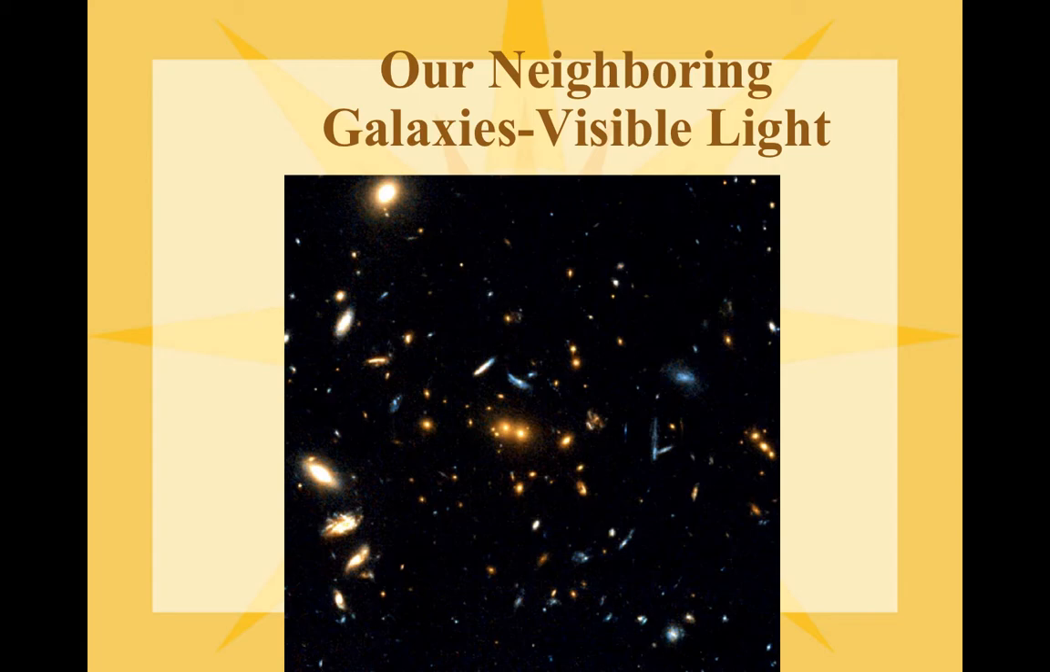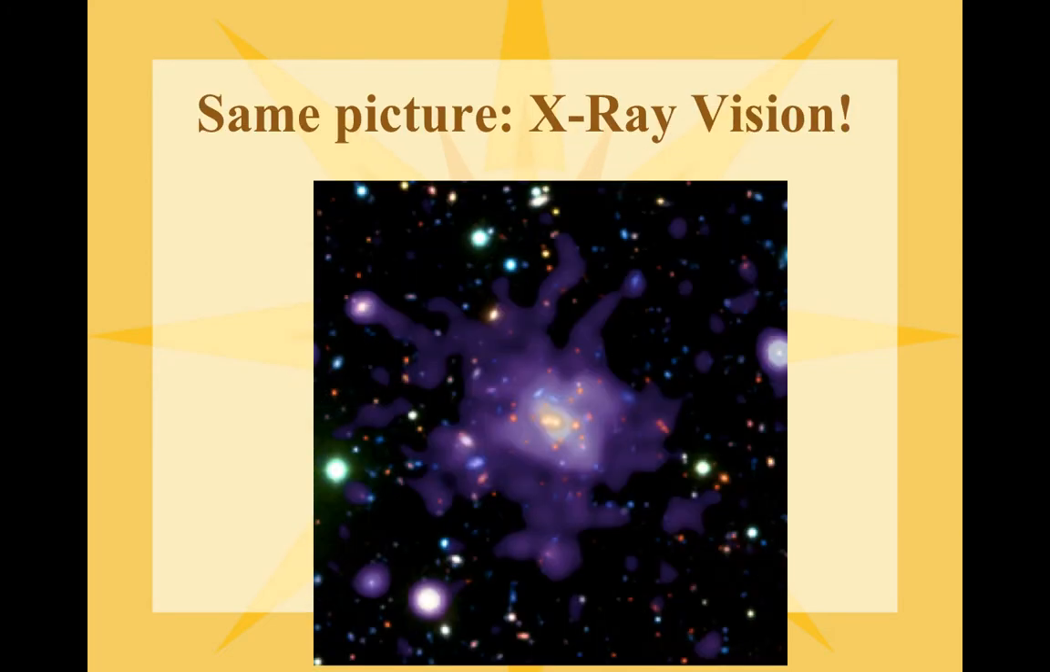Now, I've already told you that we have lots of other kinds of information that comes in, X-rays and gamma rays and all sorts of different versions of information, and one of those is X-rays. And so if we look at the same image but we use X-rays, what we see is this purple amoeba-like shape. And so what we see are X-rays coming off of all of these galaxies.